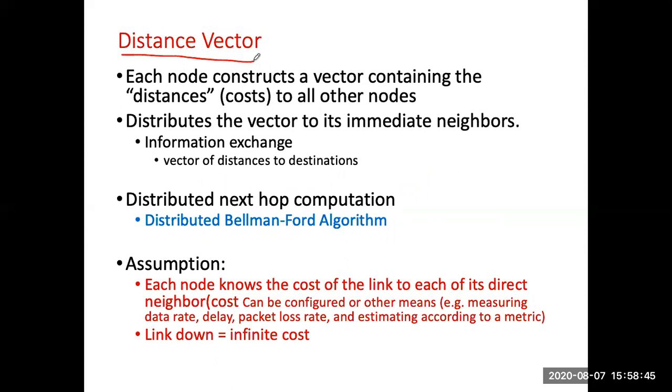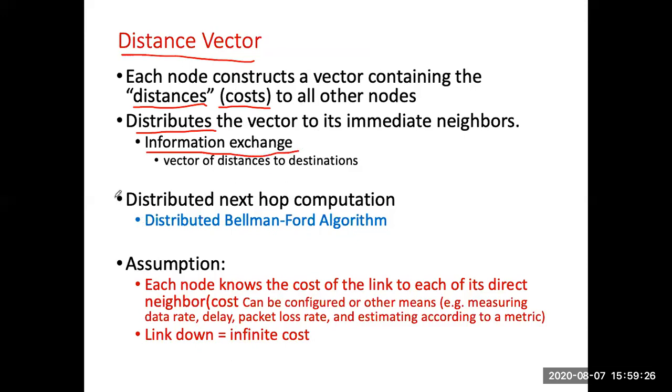What is a distance vector protocol? In the distance vector protocol, there are multiple nodes, that is routers. Each node constructs a vector containing the distance to all other nodes. And what is the distance? This is actually called the cost to reach the other nodes, calculated as the distance between the two nodes. First, each node calculates the distance to the other nodes, and then it distributes this value to its immediate neighbors. This means it shares the information with the other nodes.